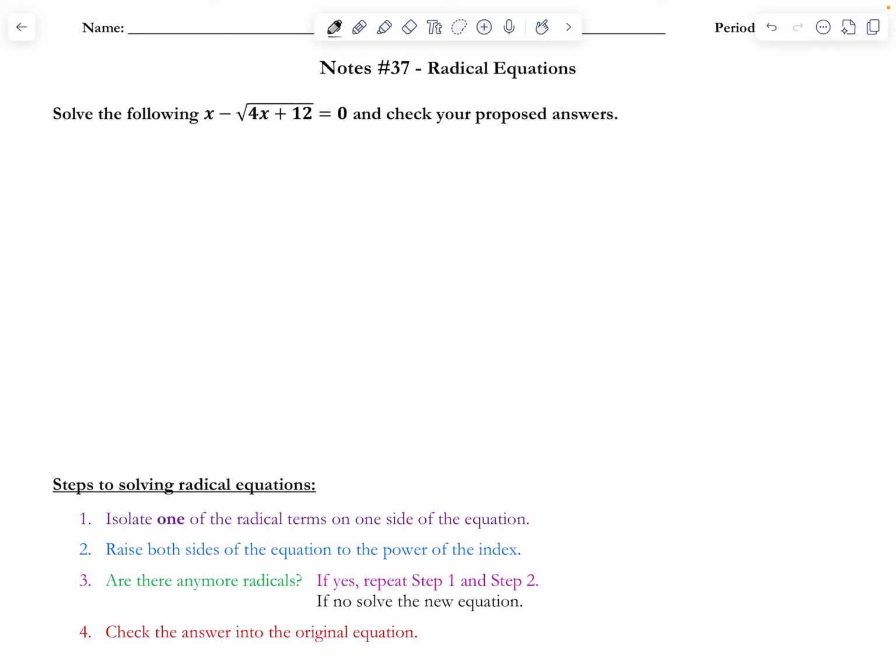So I'm going to isolate this radical by moving it over to the other side to get x equals the square root of 4x plus 12. Then I'm going to raise both sides to the second power, which will get rid of that square root. Remember, there is a little index of 2 here, so you're always going to raise each side to that index to get rid of it. All right, so this will be x squared. And then because those are inverses of each other, I'm just going to write 4x plus 12, and you'll notice the radical is now gone.